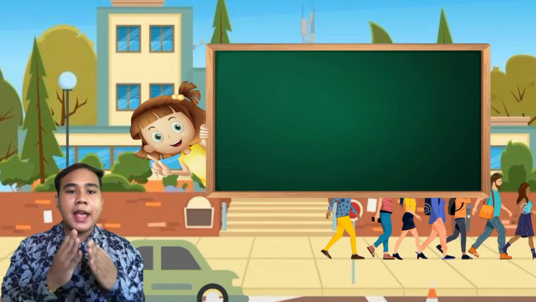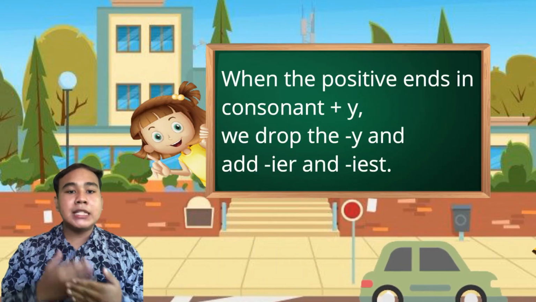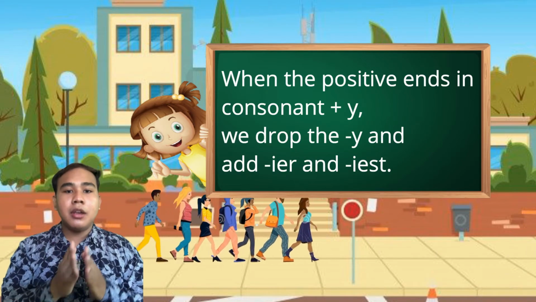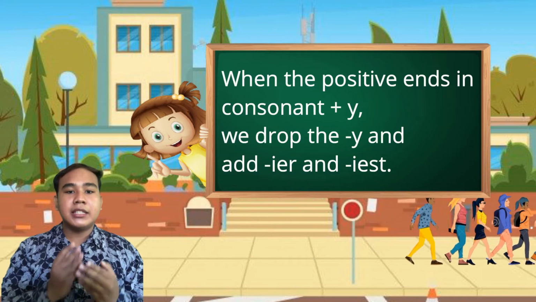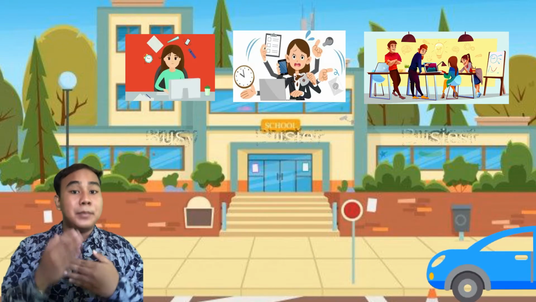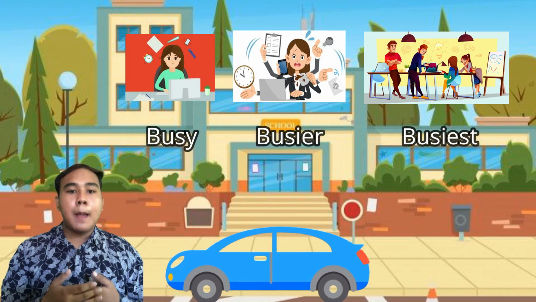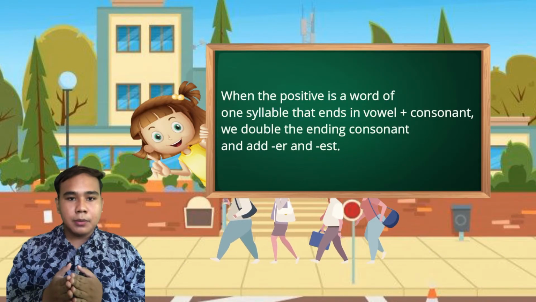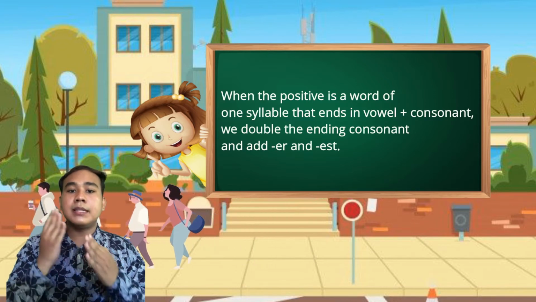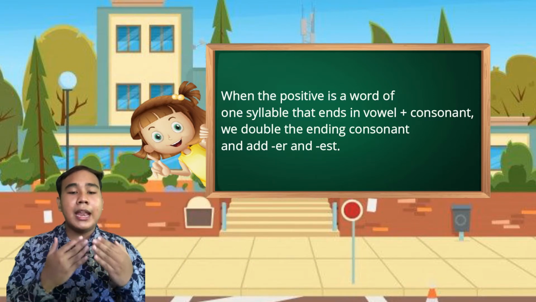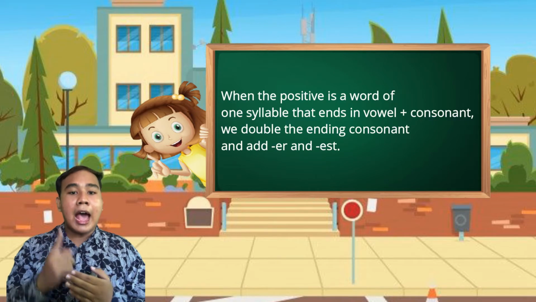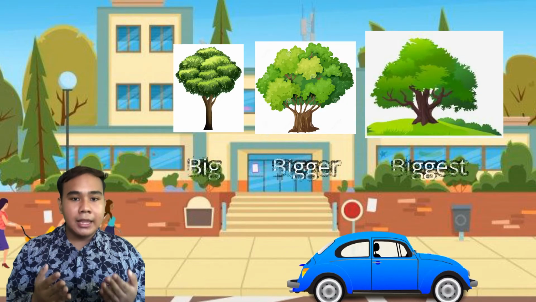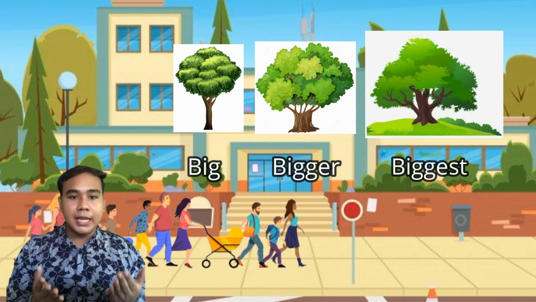When the positive ends in consonant plus Y, we drop the Y and add IER and IEST. For example, busy, busier, busiest. When the positive is a word of one syllable that ends in vowel plus consonant, we double the ending consonant and add ER and EST. For example, big, bigger, biggest.